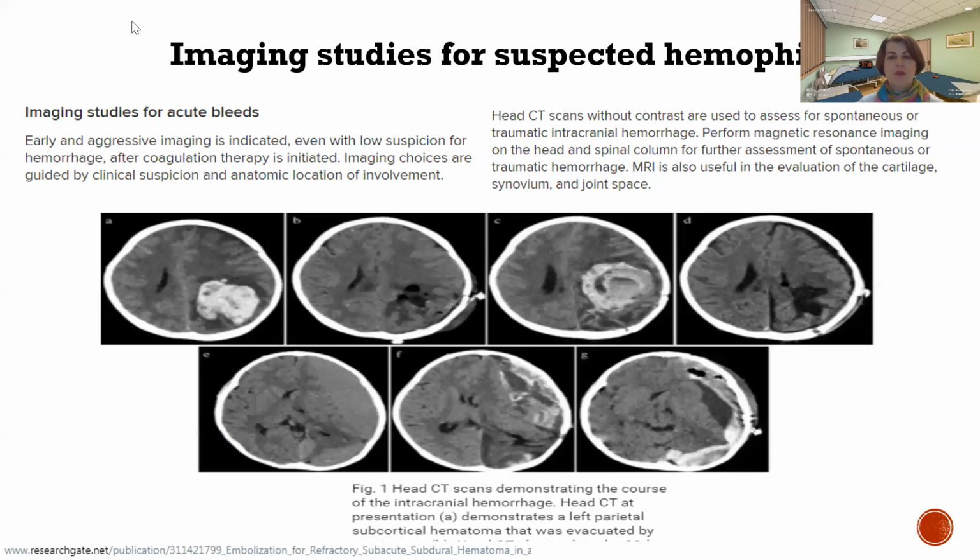And MRI is also useful in evaluation of the cartilage, synovium, and joint space. On the CT head scans present on the slide, you can see the course of the intracranial hemorrhage. So at the presentation, it demonstrates a parietal subcortical hematoma that was evacuated and replaced by fibrous tissue at the end.